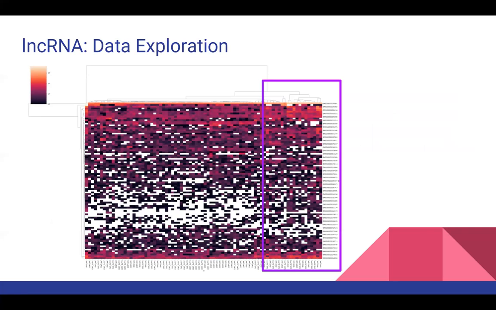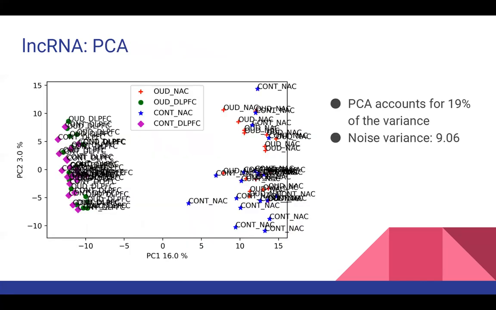Just as in the protein coding analysis, heat map analysis of the significant long non-coding RNA revealed general separation of a cluster of OUD samples, though it appeared to be less clear than in the protein coding RNA dataset. ECA showed that reduced dimensions accounted for a very low percentage of the variance in long non-coding RNA data at only 19%, with a noise variance of 9.06, and samples again tended to be grouped by brain region rather than OUD diagnosis.